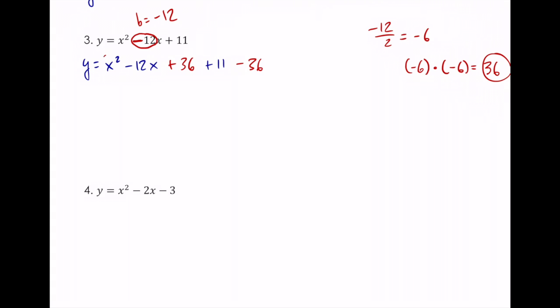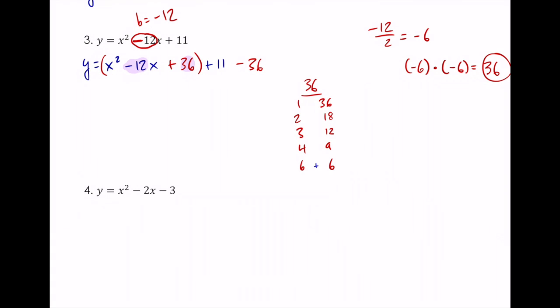Okay, now we can factor. So I'm going to put parentheses around my first 3 terms. I'm trying to multiply to get to 36. So 36 is 1 times 36, 2 times 18, sorry, not 3 times 9, 3 times 12, 4 times 9, and 6 times 6. All right, we want to add up to get negative 12. So keep in mind, we're trying to add to get to a negative number.